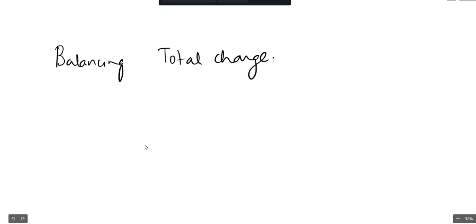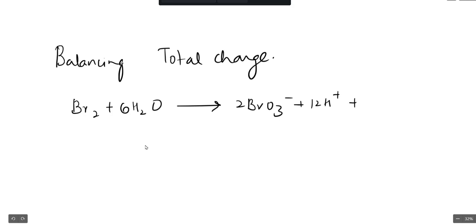Now, we will do the main thing. Individually I took half oxidation reactions and reduction reactions. Now, I'll be taking the next one, balancing total charge. So, this is the main concept. How will I balance total charge? Take both the oxidation reaction and reduction reaction. First of all, oxidation reaction: bromine is there, 6 water molecules are there, going to BrO3 minus, 12H plus is there. And how many electrons are there?